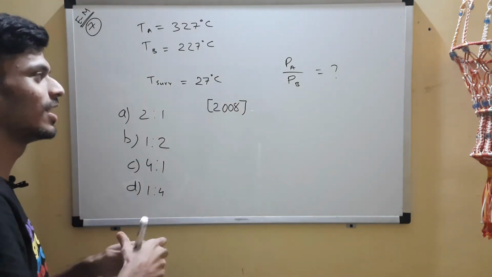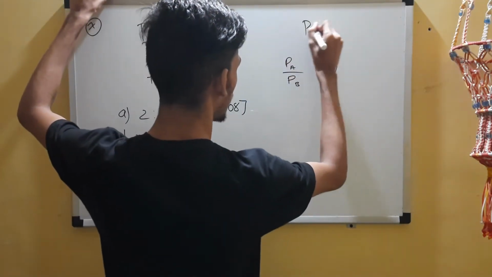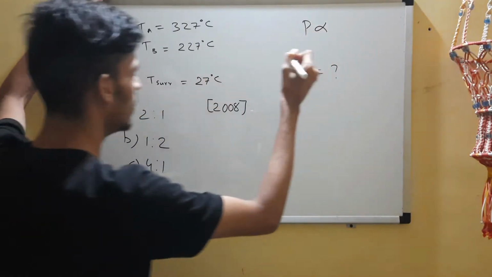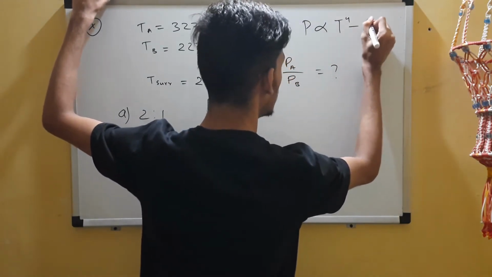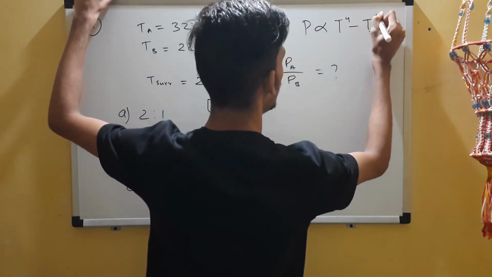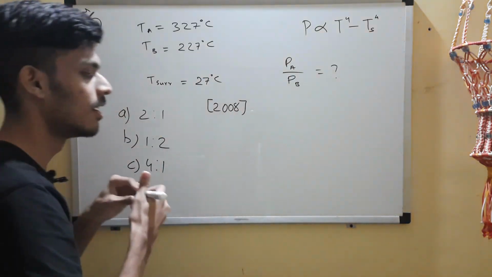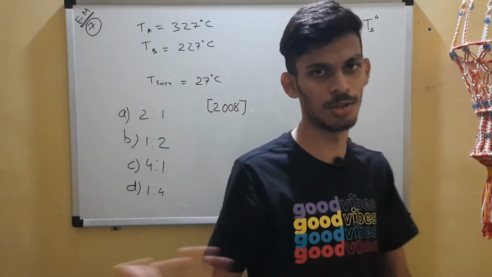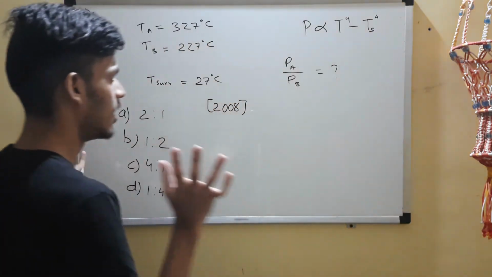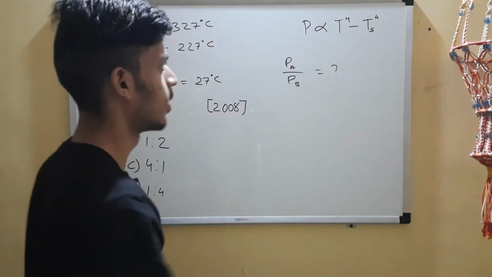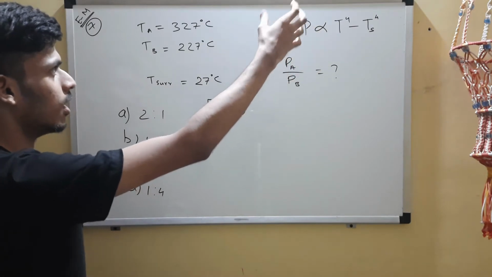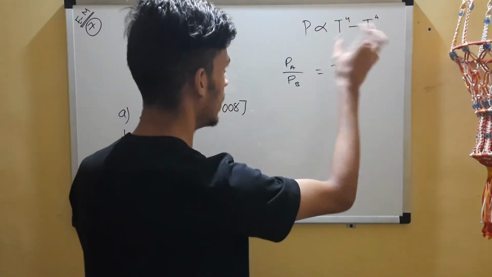So again we are going to use Stefan's law, right? Power radiated will be directly proportional to T to the power 4 minus the temperature of the surrounding to the power 4. In the previous case, the temperature of the surrounding was not given. We didn't take that into consideration. Now it is given, so we have to account for it. So Stefan's law is now updated.